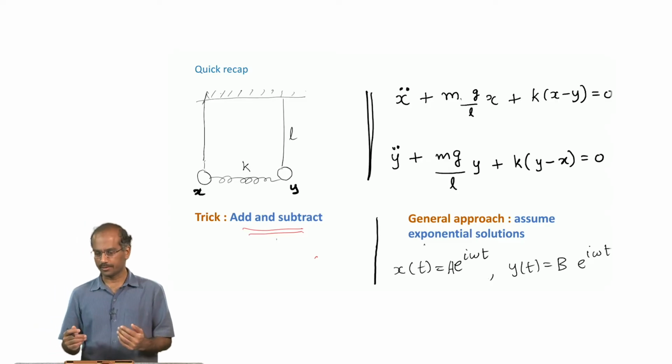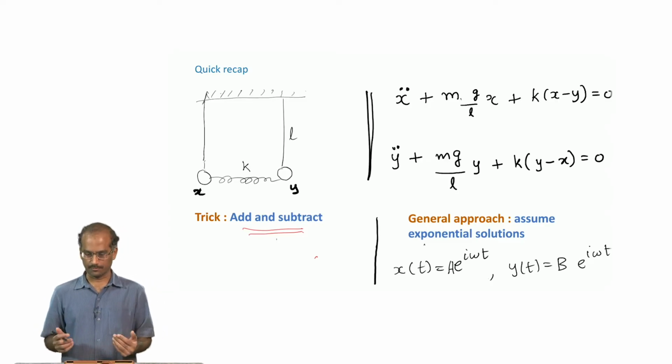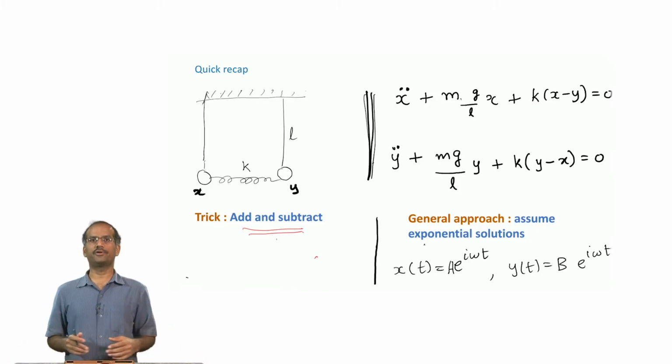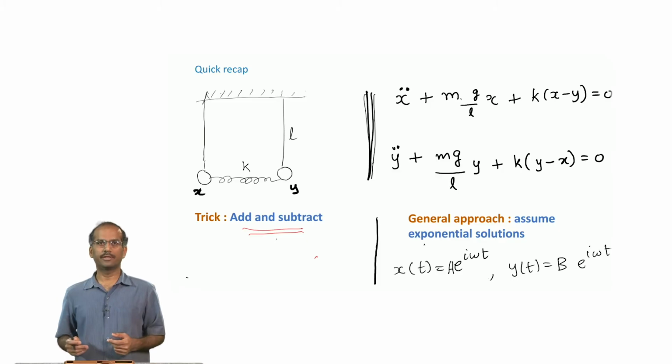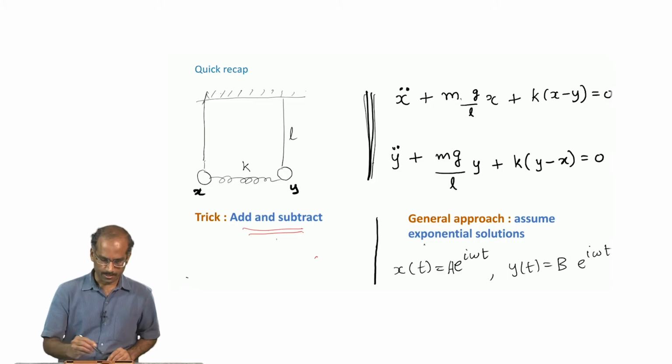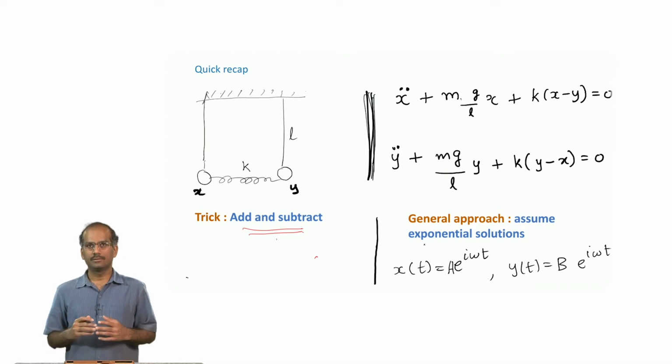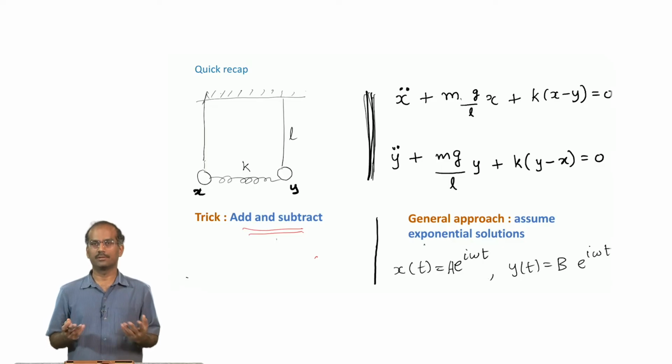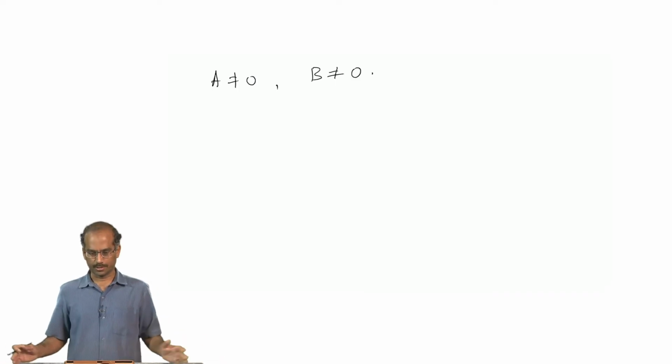From now on we will try and use this recipe for solving. Once we have x of t and y of t chosen like this, you calculate x dot, y dot and then x double dot and y double dot, substitute them back in the equations that we have here, and finally what we will get is a matrix equation where the two unknowns are simply the amplitudes A and B. We will demand that the amplitudes have non-trivial solutions, that is, they are in general not 0. A is not equal to 0 and B is not equal to 0.